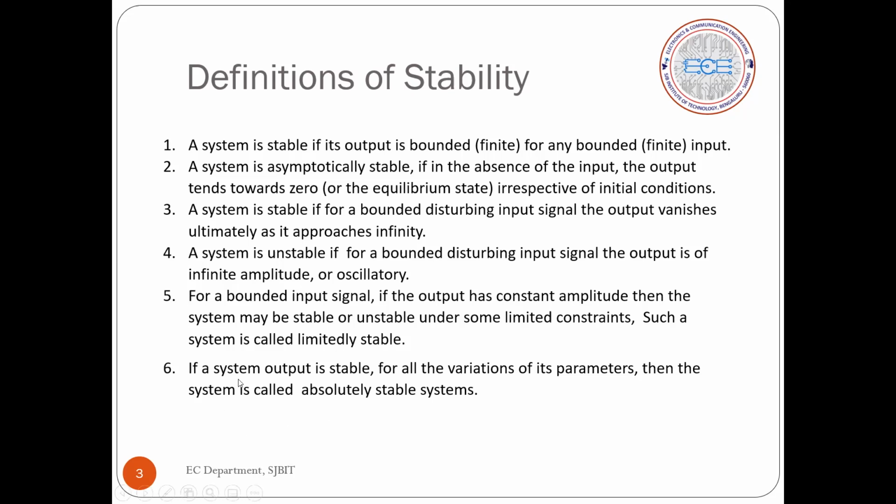And in a system, if the output is stable for all the variations of its parameters, then the system is called an absolutely stable system. So this is what we call absolute stability. This is what we are looking for. We want a system to be stable for all the variations of its input parameters. This is what we will be looking for in any control system. So in this slide we have discussed the different ways of defining stability. In different literature you will find different definitions for the stability of a system.